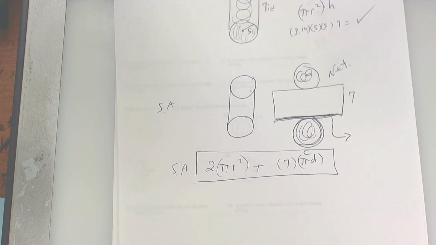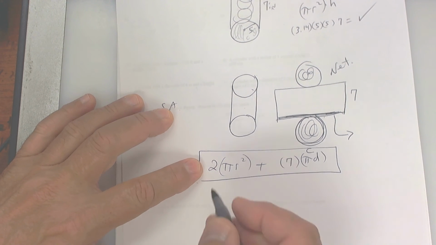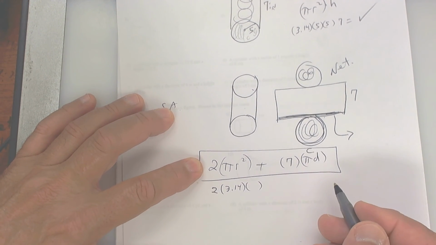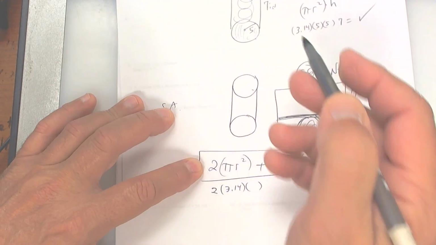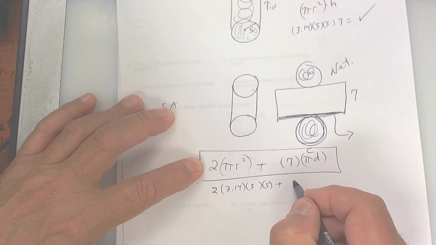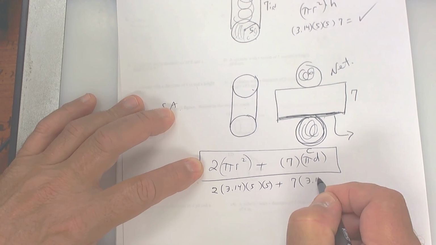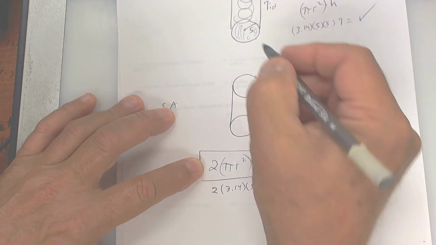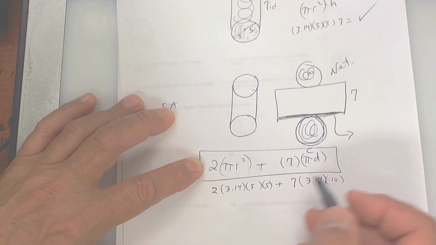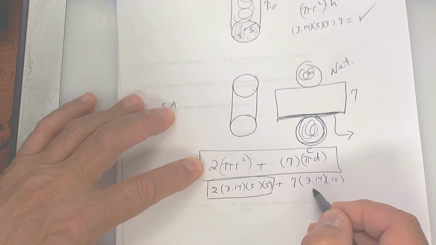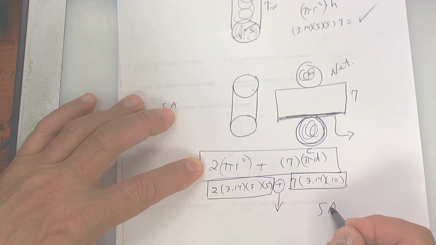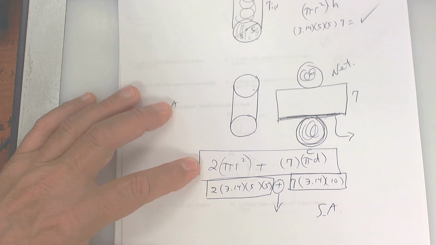And there's your formula. So you're going to take 2 times pi times the radius squared. We'll use the radius of 5. So 5 times 5 plus 7 times pi times the diameter. The diameter is 2 radii, or 2 of those, which gives you 10. You multiply this, you multiply this, you add it up, and that gives you surface area. And that's how you do it.